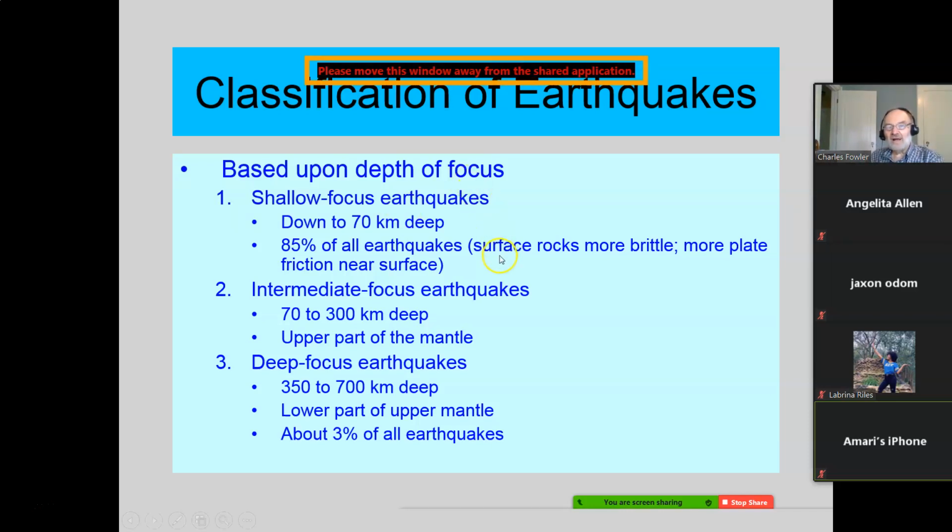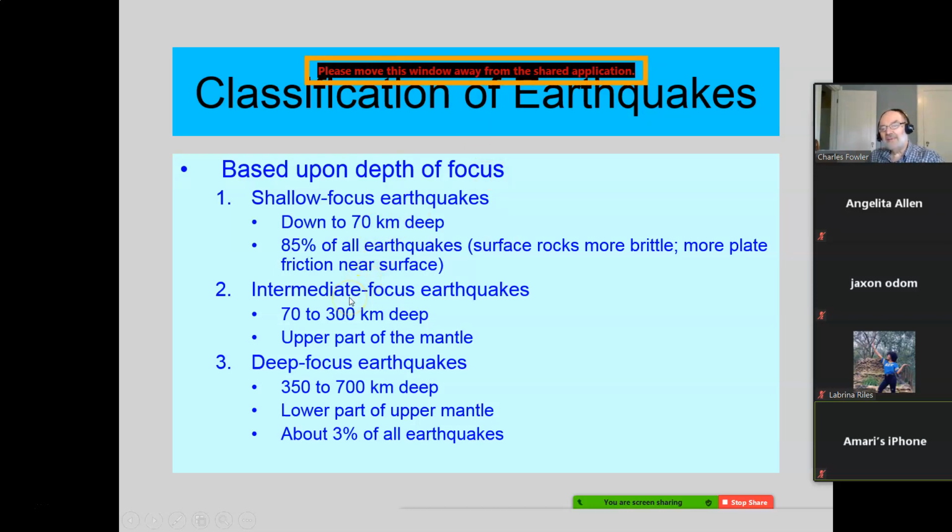The surface rocks are more brittle because they're colder. There's more plate friction near the surface. As you go down deeper, things get hotter. When things heat up, they sort of go past each other a little more easily because they're beginning to be sort of semi-liquid. But when they're all solid brittle rocks, that's where 85% of the earthquakes are, in that first 42 miles deep.